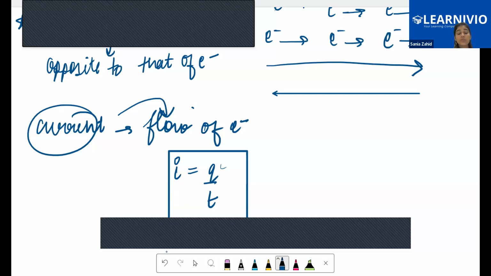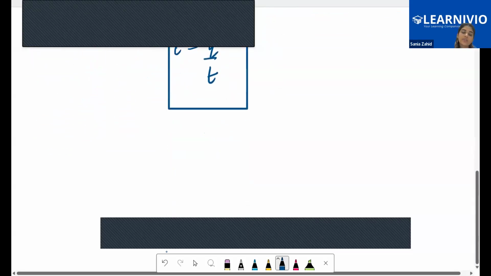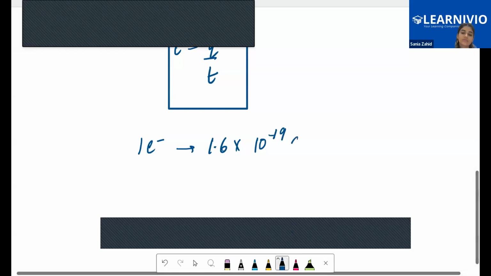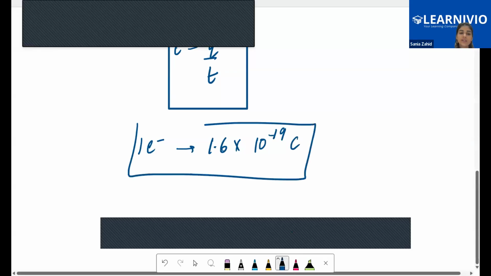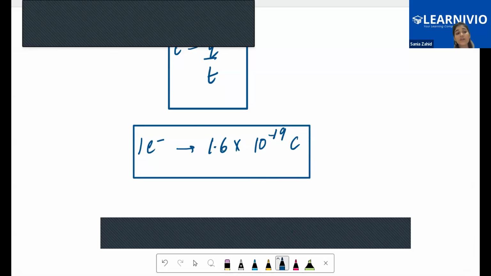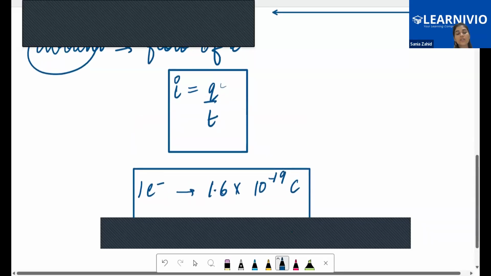Now, how do we calculate the charge? Always remember that one electron has a charge of 1.6 into 10 to the power minus 19 coulombs. This is the charge on one electron. One electron has a very small charge, very, very small, minus 19 coulombs. So the charge on one electron is 1.6 into 10 to the power minus 19 coulombs.